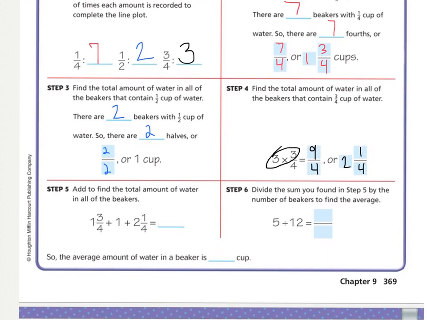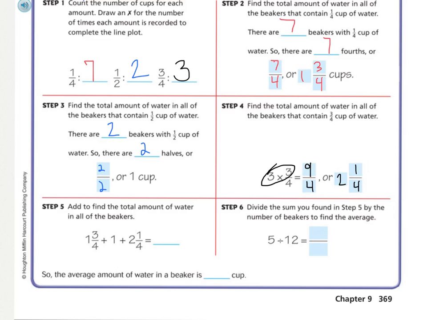So now we're able to move on to step 5. And that means that we need to find the total number. We're still in the first part of finding the average. So we're adding it all together. So we have 1 3/4 from the 1/4 cups. We have 1 from the half cups and 2 1/4 from the 3/4 over here.